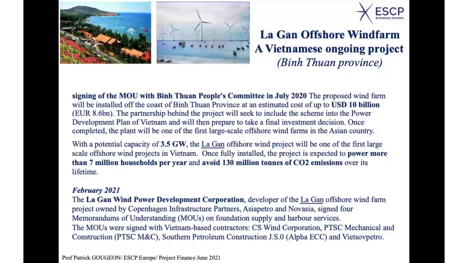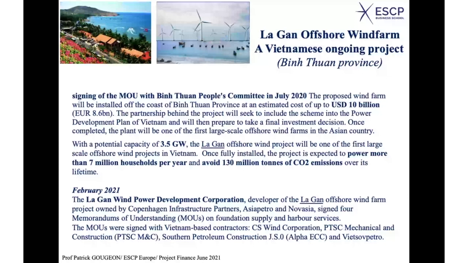And it is owned by whom? Who are the sponsors? Copenhagen Infrastructure Partners, a Danish company with, as we'll see, an expertise in the field, Asia Petro and Novasia. They signed 4 memorandums of understanding on foundations, supply, and harbor services. You see, they mostly intervene in the construction phase.